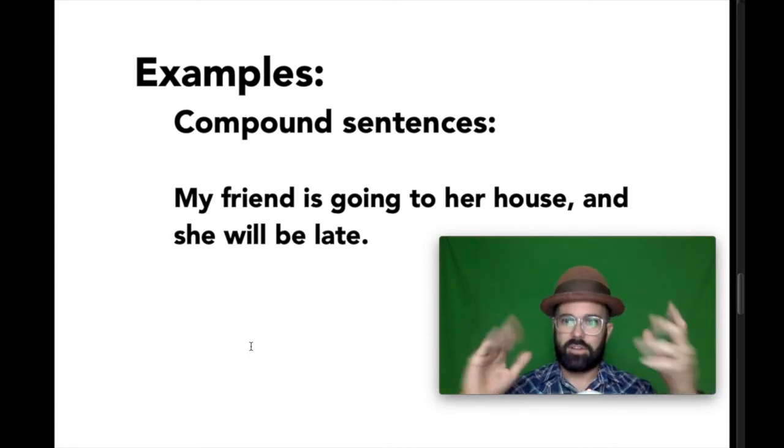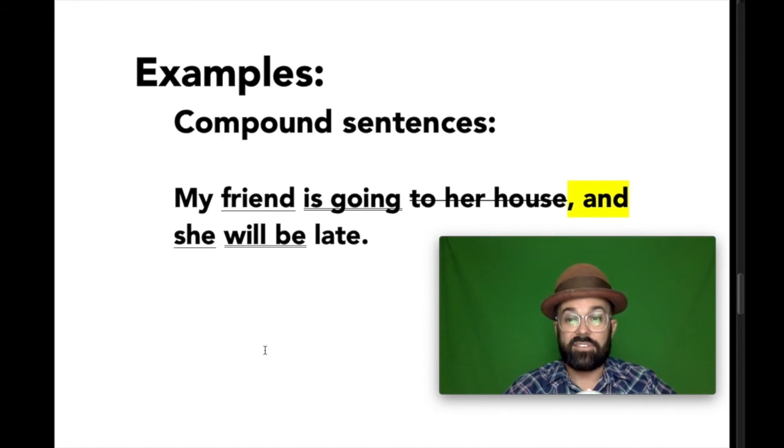So I'm going to mark this sentence up again. Friend is still a subject of that first independent clause. Is going is the verb phrase. To her house is still a prepositional phrase. And then we have our comma and our coordinating conjunction. This time I used and. After that, another independent clause. She will be late. That could be a sentence all by itself, but in this instance, it's joined, creating a compound sentence. She is the subject of that second part. Will be is the verb phrase. Is it making sense? Hope so. Let's look at one more, just to be safe.